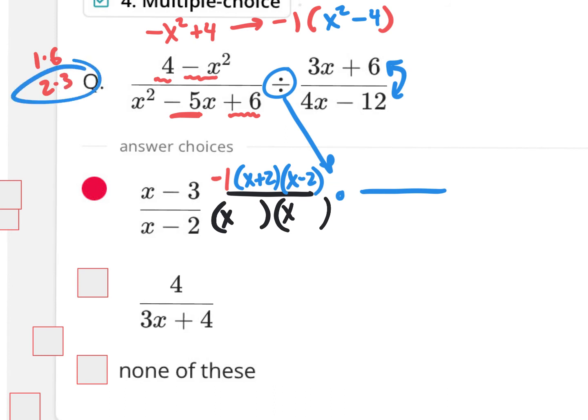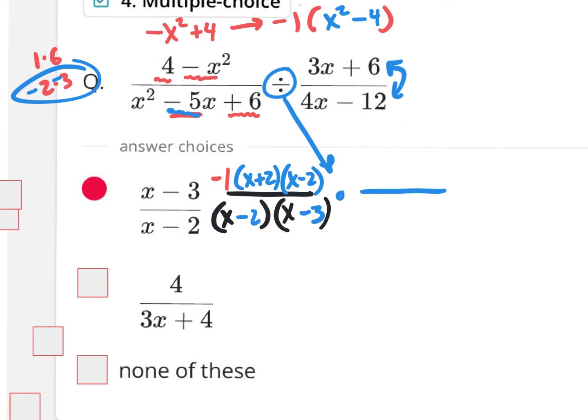Obviously, 2 and 3, when you add those, gives you a 5. You want it to be a negative 5, not a positive 5. So you have the right numbers, just the wrong signs. Change it. You're going to have a negative 2 in here and a negative 3 right there.